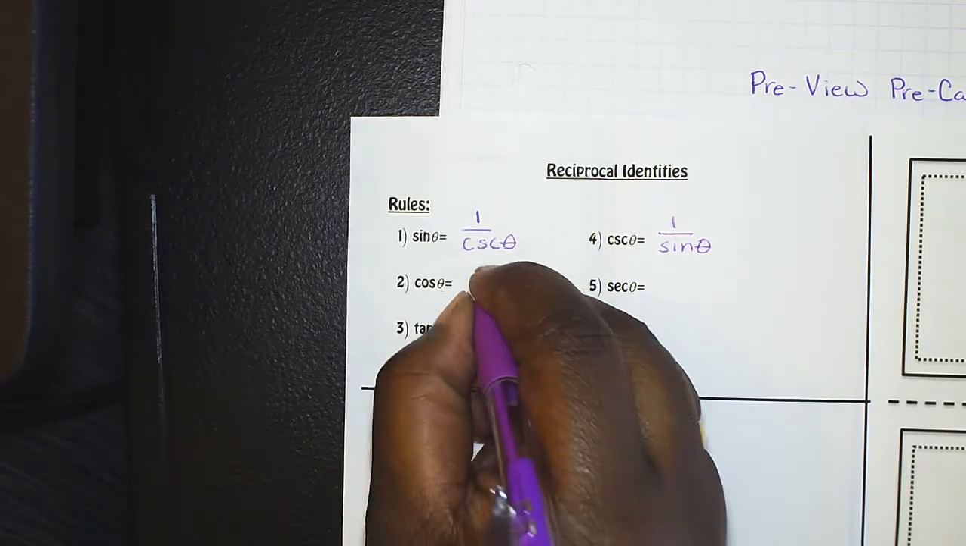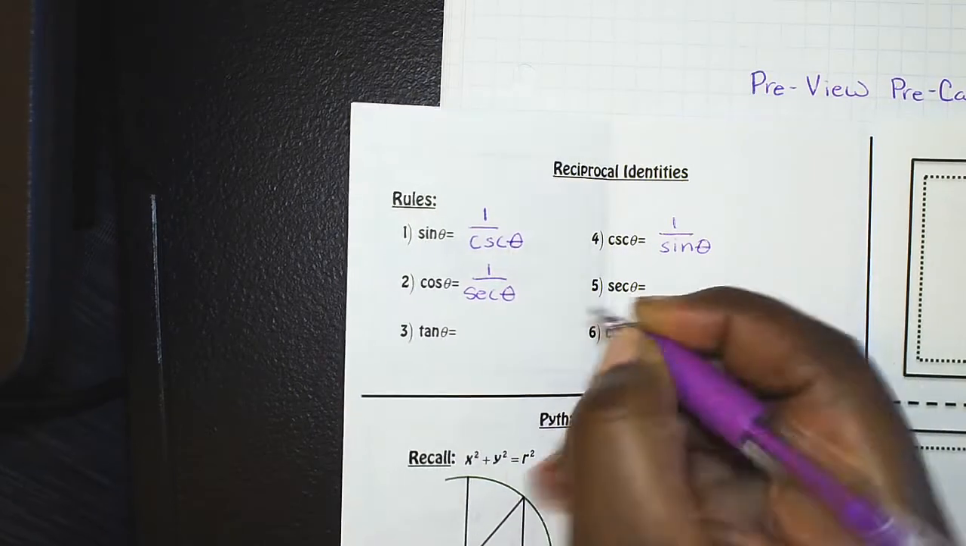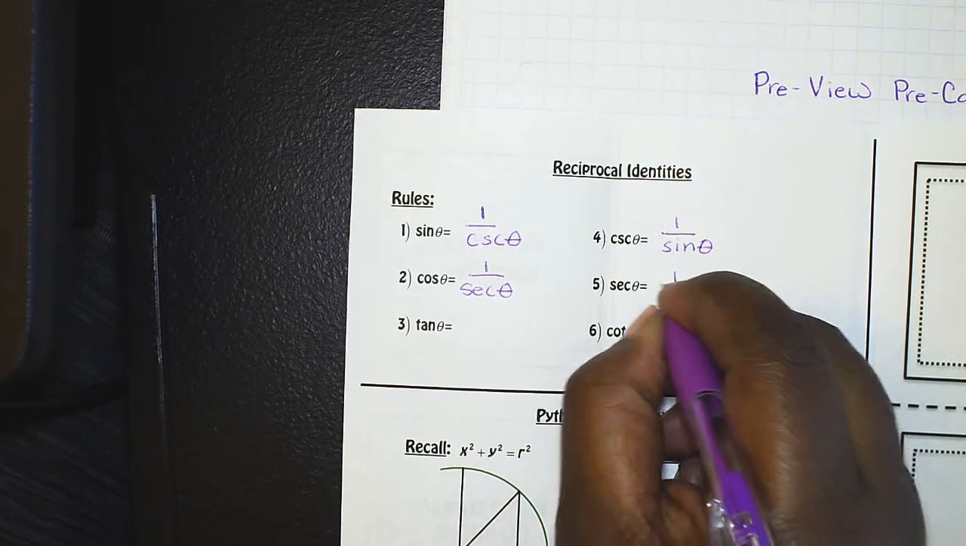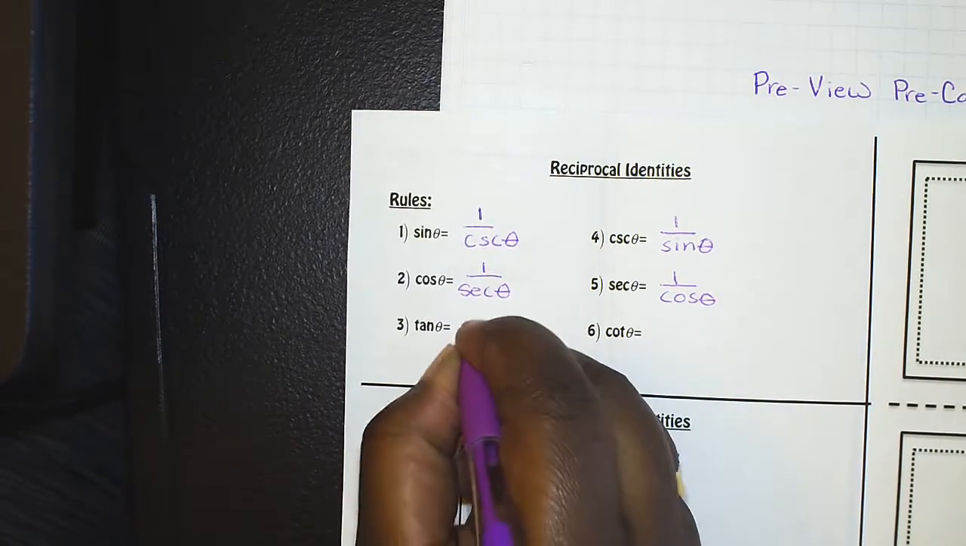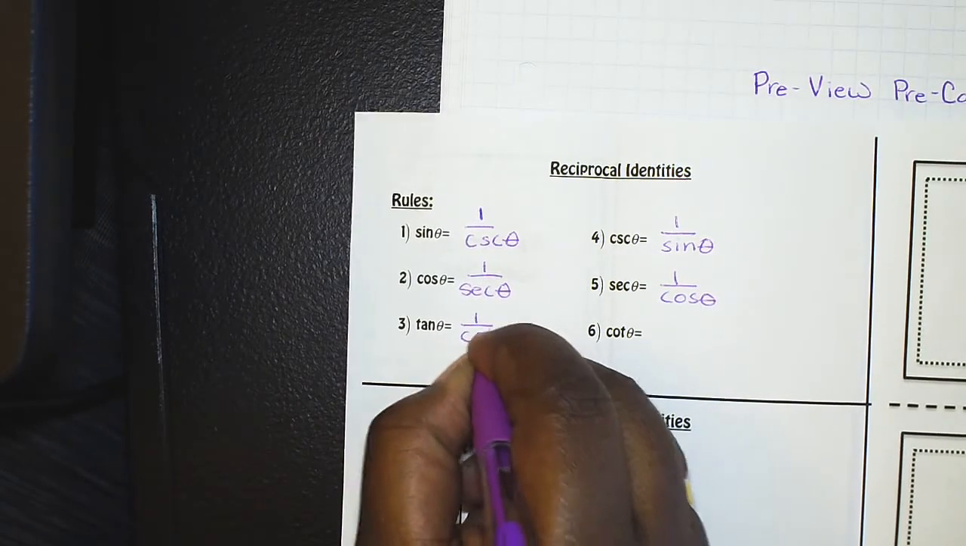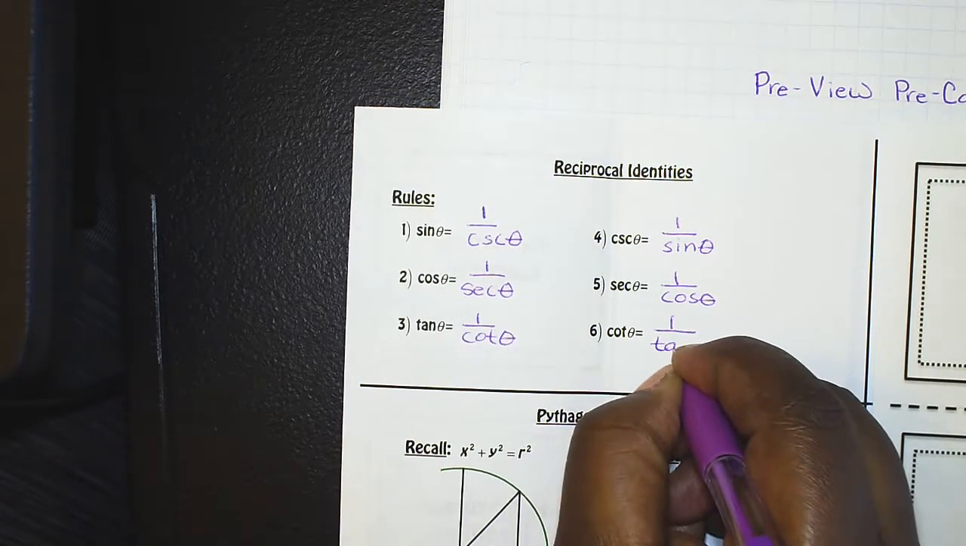The cosine is 1 over secant theta. The secant is 1 over cosine theta. Tangent theta is 1 over cotangent. And cotangent is 1 over tangent, so it's the reciprocal of tangent theta.